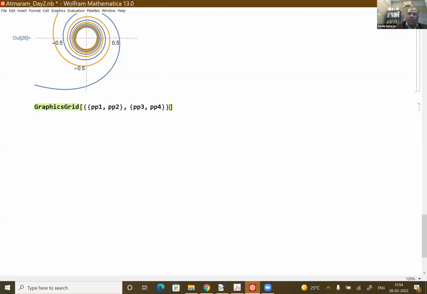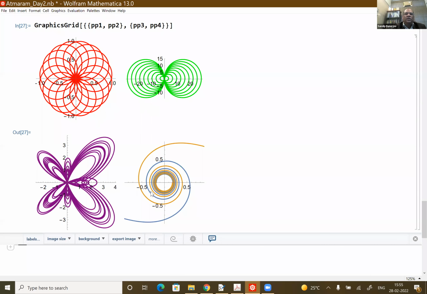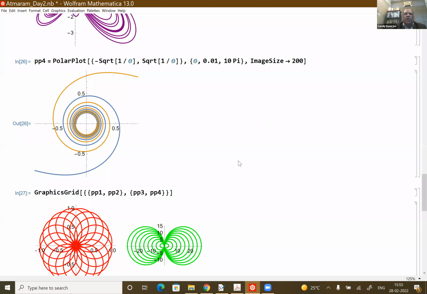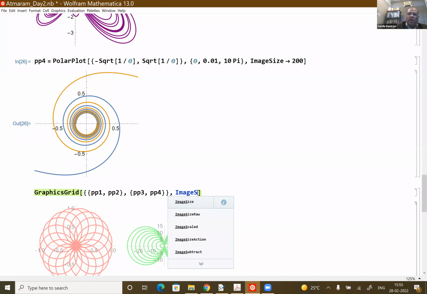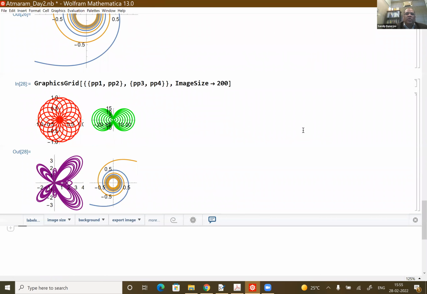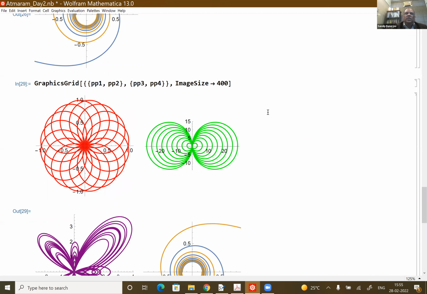Okay, let's see this one. So this is your GraphicsGrid. Now you have got 4 graphs side by side in a sort of grid, 1, 2, 3, 4 matrix form. If you want to increase or decrease size, you give ImageSize. So if I write ImageSize 200, it becomes a bit smaller. So I make it 400. Yeah, that looks good. And so I can see it in a frame.